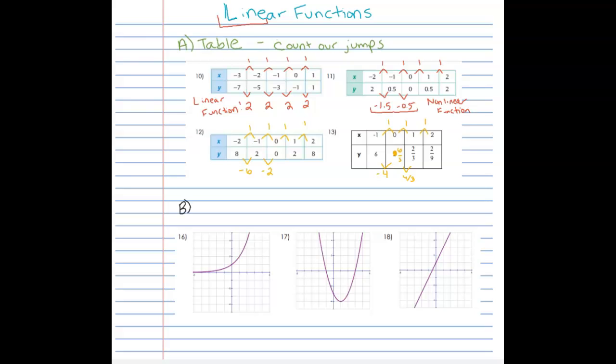we're going to look at part B, a graph. Here we need, and this is mandatory, a straight line. If we don't have a straight line, this is not linear. 16. What do you think? Is it linear or not linear? Looks like it's not straight. So it is non-linear.